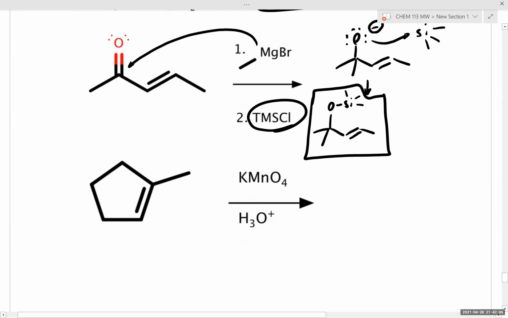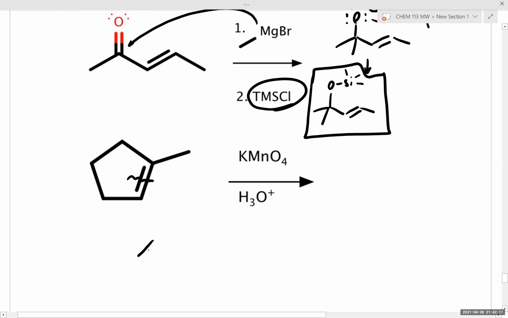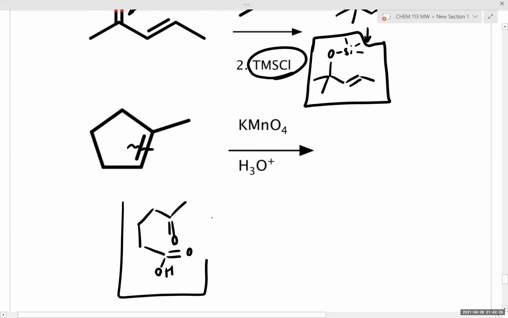Okay. We're treating an alkene with permanganate under acidic conditions. This is a close relative to ozonolysis in terms of what products it generates. So we cleave our carbon-carbon double bond and we generate the corresponding carboxylic acid or ketone.